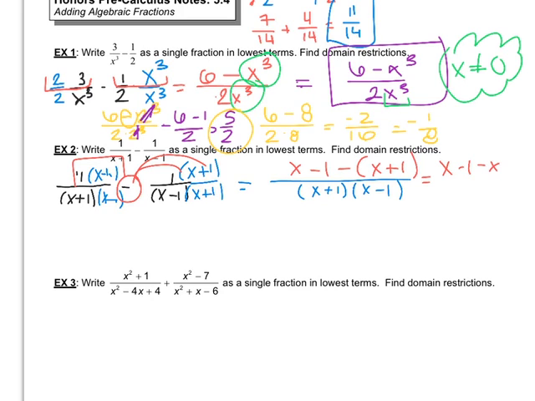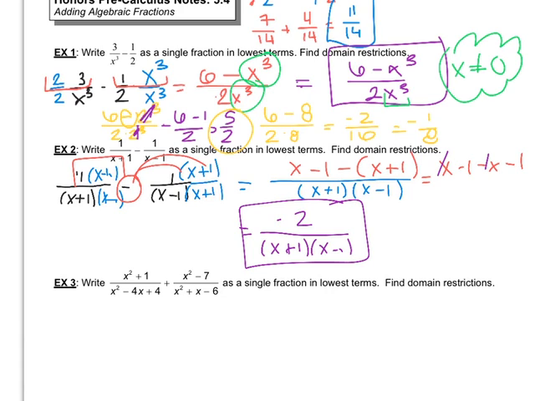So what that really gives me is x minus 1 minus x minus 1. So my x's subtract out. X minus x is 0. And I'm going to get my final sum of, so those are gone, -2, because I have -1 minus 1, over my common denominator of x plus 1 times x minus 1. And that is my sum. Don't forget the restrictions. X cannot equal, in this case, plus or minus 1.